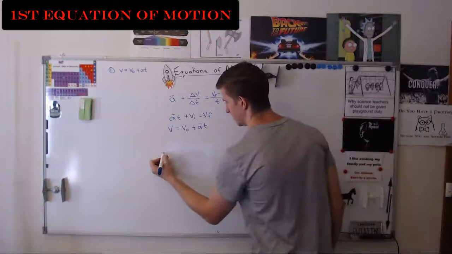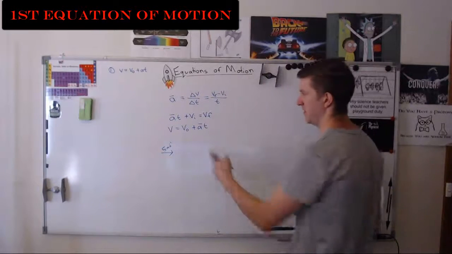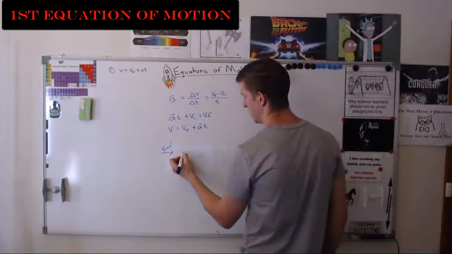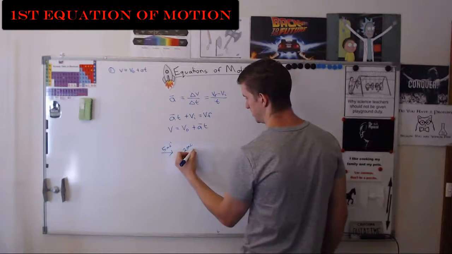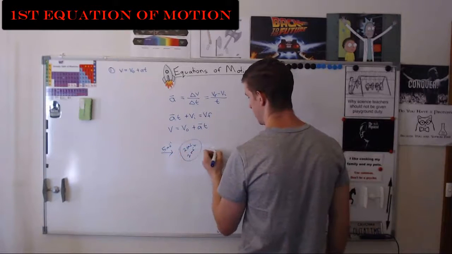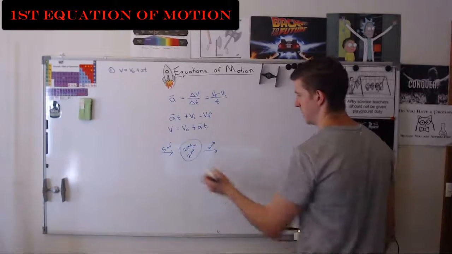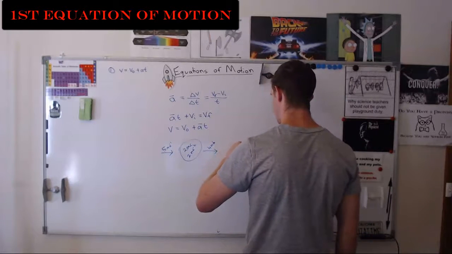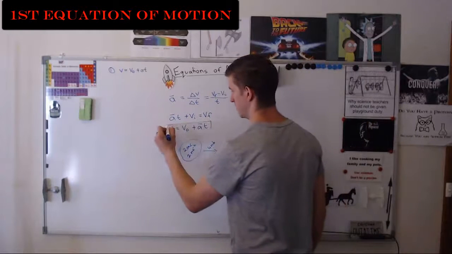So if I was moving along at a constant speed of 5 meters per second, and then for 2 seconds I speed up by a certain amount, 2 meters per second. If it's 2 seconds at 2 meters per second, therefore in that time I would speed up by 4 meters per second. So I add that to my initial velocity. I'm now moving at 9 meters per second as my final velocity. So that is the first equation of motion.